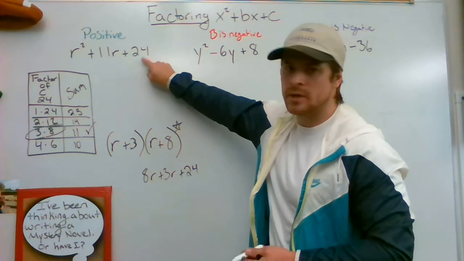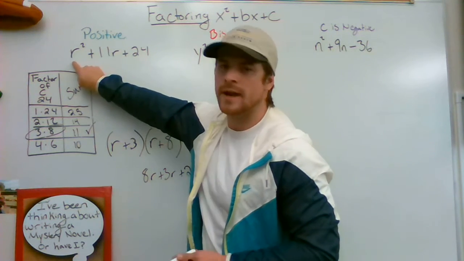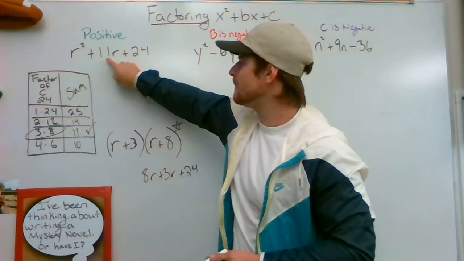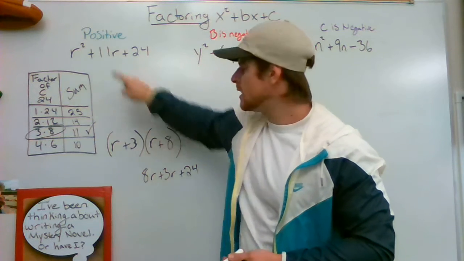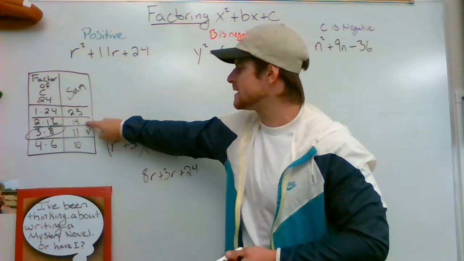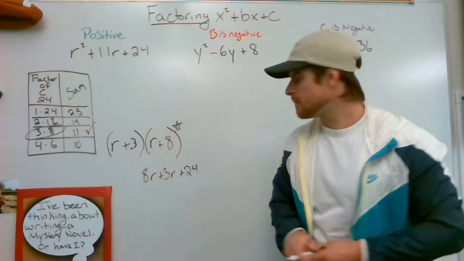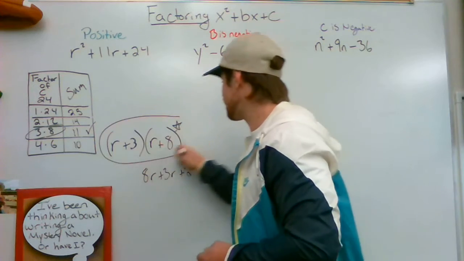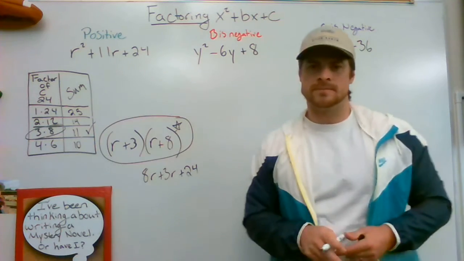That would have made this part correct and this part correct, but it would not have made an 11y in the middle. If I used 2 and 12, it would have made a 14 in the middle. Okay? So this is your answer. This is factoring this trinomial.